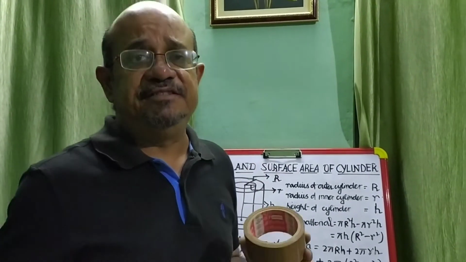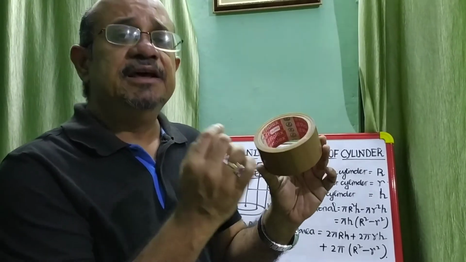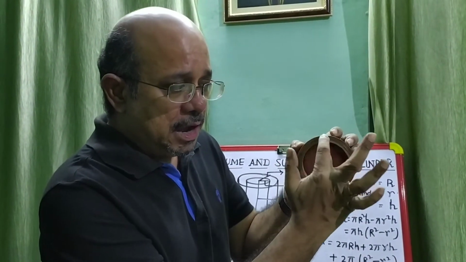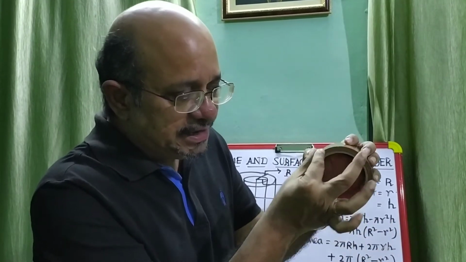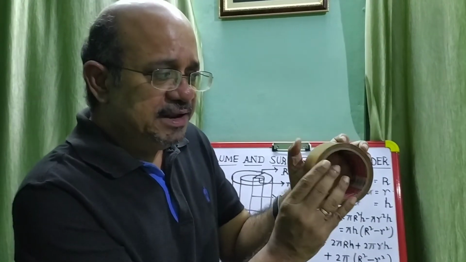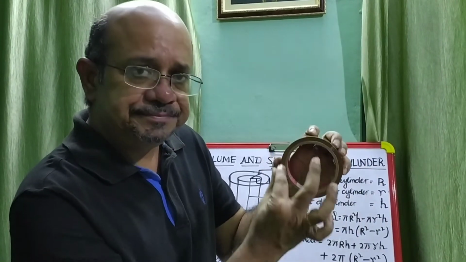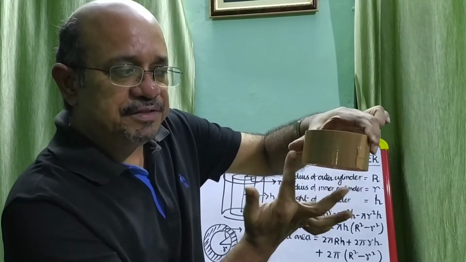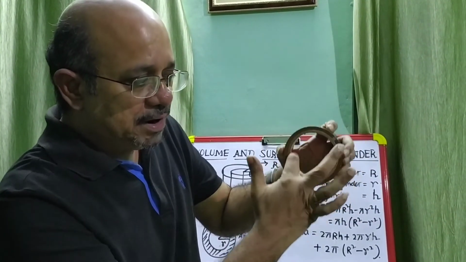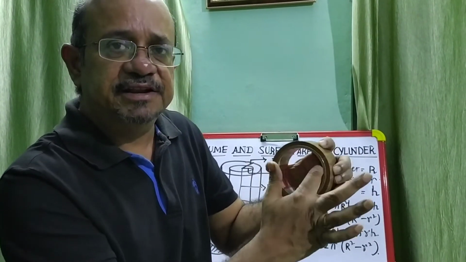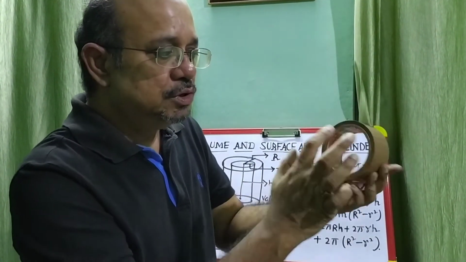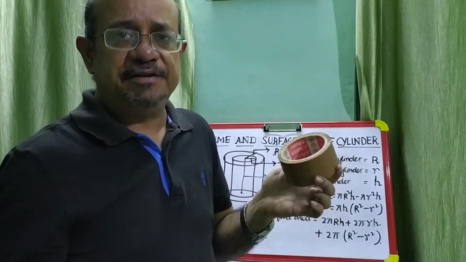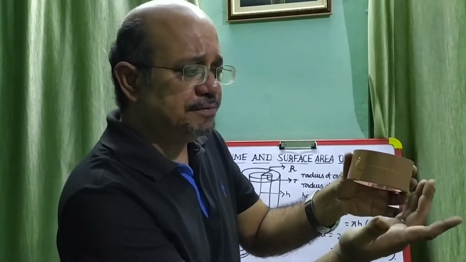Let's see how many surfaces it has. It has, see, an upper part, it looks like a ring. It's a plane surface. Similarly, on the other side also there is a ring. Okay. The outer part is the curved surface of the outer cylinder. The inner part is the curved surface of the inner cylinder. So it has 1, 2, 3 and 4 surfaces, of which 2 are plane and 2 are curved.